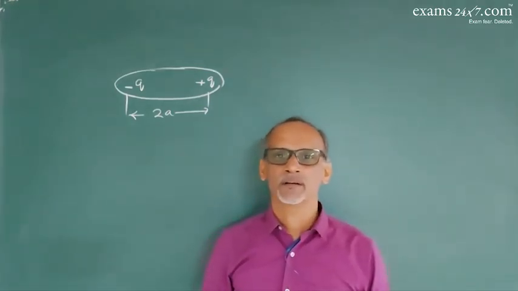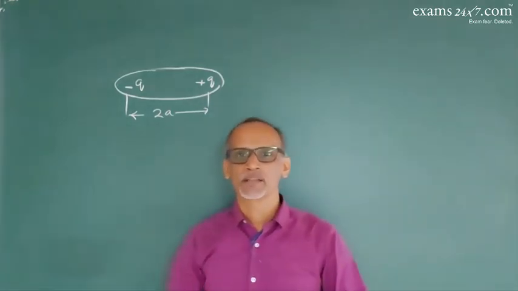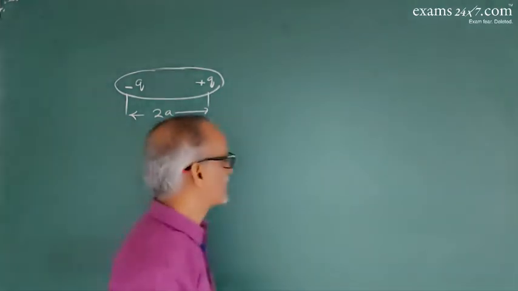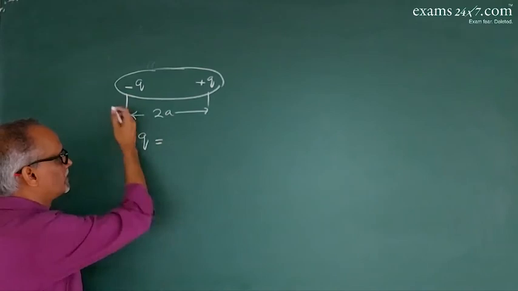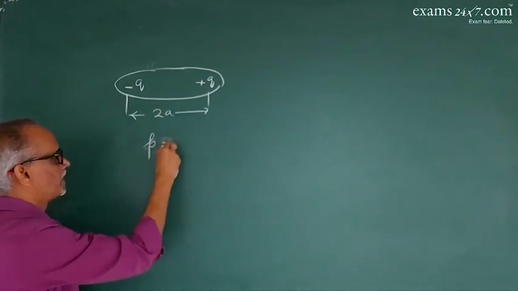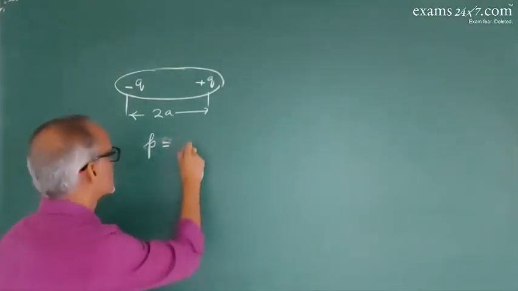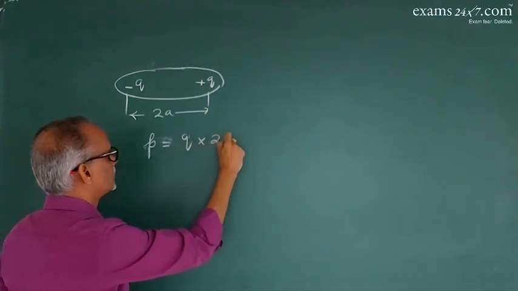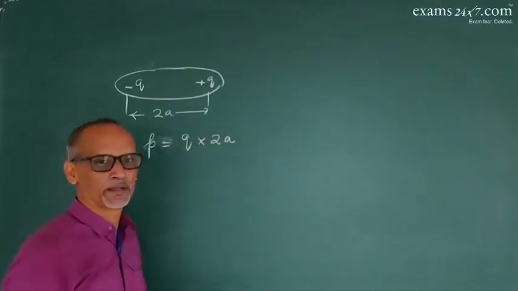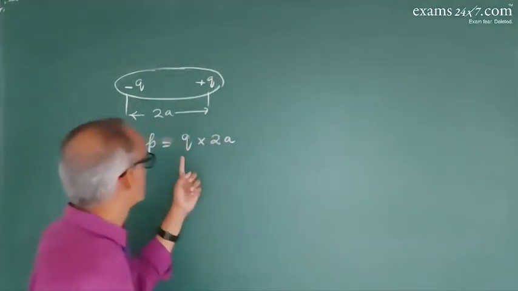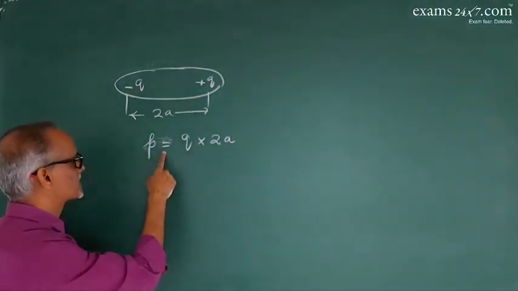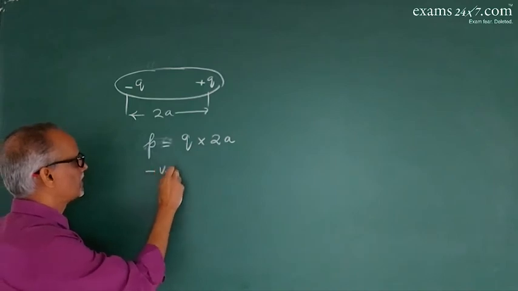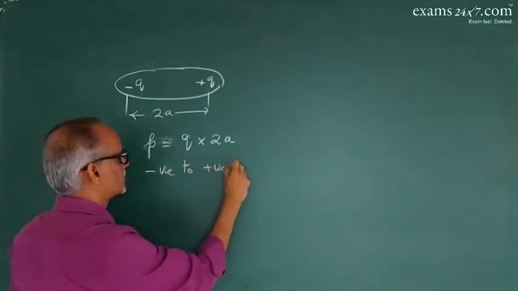The strength of the dipole to produce electric field can be expressed in terms of a physical quantity called electric dipole moment, which is denoted by P, and that is equal to Q into 2a, where Q is the magnitude of either of the charges and 2a is the separation. And it's a vector quantity, it's always directed from negative to positive charge.